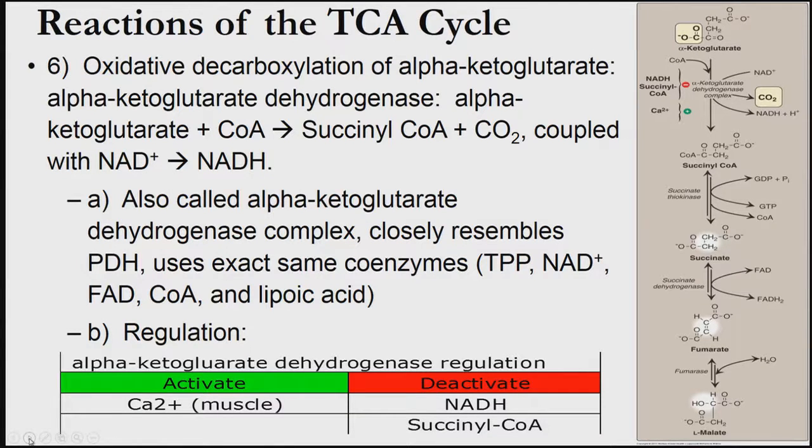Okay, so the next step, also arrow going in one direction. So this is going to be our third step. There's only really 3 major enzymes that we need to know in the TCA cycle, and this is the third one. They all occur right at the very beginning. So you had your citrate synthase, isocitrate dehydrogenase, and alpha-ketoglutarate dehydrogenase. It's also called alpha-ketoglutarate dehydrogenase complex, similar to pyruvate dehydrogenase complex.